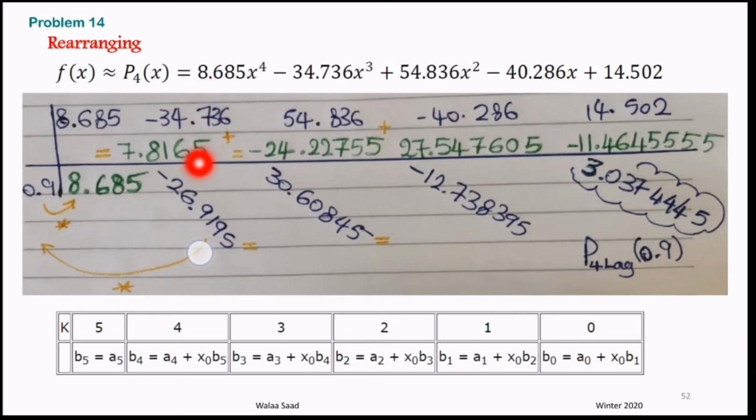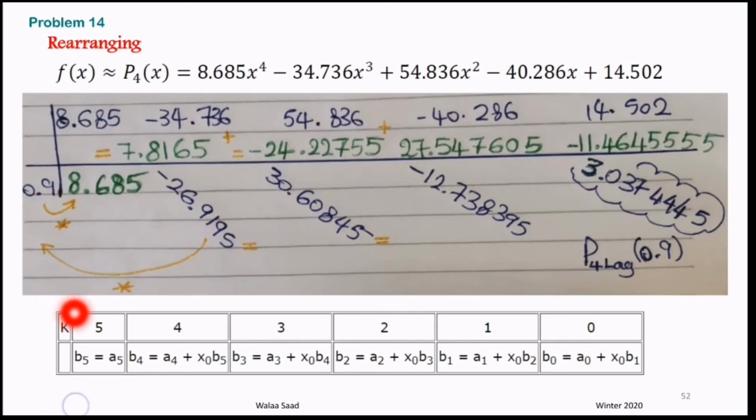and then we will add it to the third degree coefficient, this addition, and its equal is below here. And then again multiply this value with 0.9. The value will be written here, added to the above coefficient, and then write it down. Multiply again with 0.9 and so on.